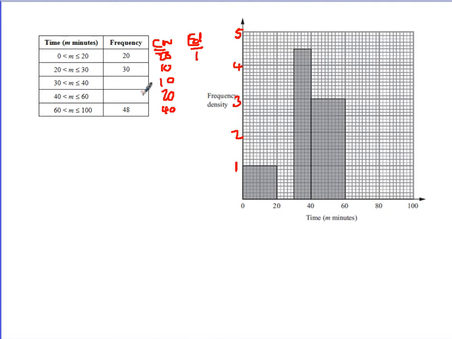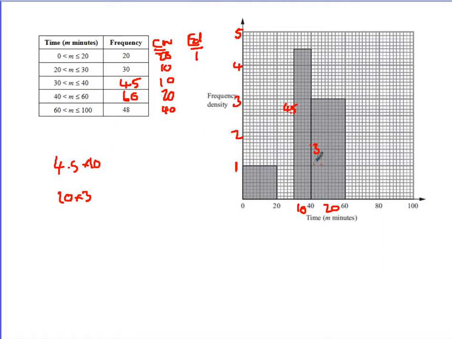So by using that information to complete the table, I've now got to work out 30 to 40. Now 30 to 40 is 10 wide, going upwards here. So we're going up to 4.5. So because that's 4.5 there, 10 times 4.5 gives me 45 in there. And then the other one is 20 across, and it goes up to 3. So 20 times 3 will then give me 60 as my answer there.